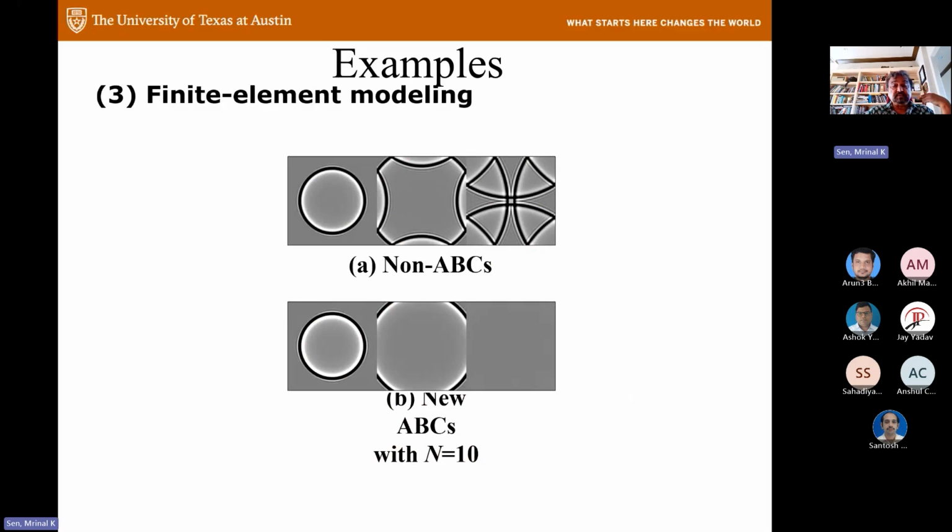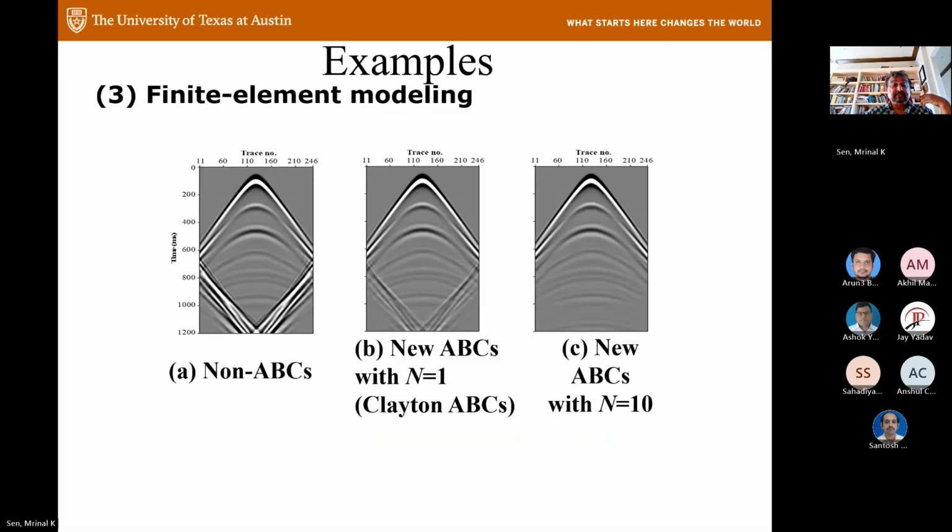Similarly, for finite elements also, we have implemented this. This is no absorbing boundary conditions, and this is with our new hybrid with 10 layers. And you can see that this has also worked quite well. And these are the shot gathers for finite elements. This is no absorbing boundary condition. This is for Clayton, and this is for our new approach.